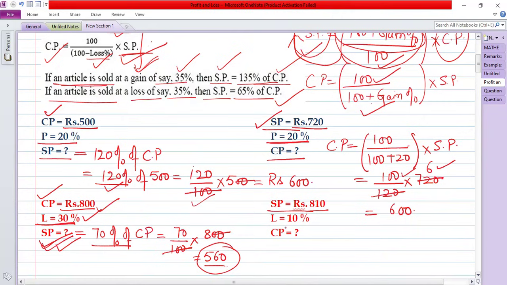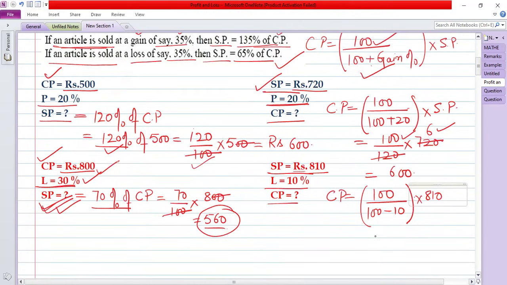Here the selling price is 810 and the loss is 10%. How to find CP? So CP will be nothing but 100 upon 100 minus 10. Here SP is given to be 810. So this is nothing but 100 upon 90 and here it is 810. Simply this goes off, so here it will be 9, and obviously it will be 900 rupees.